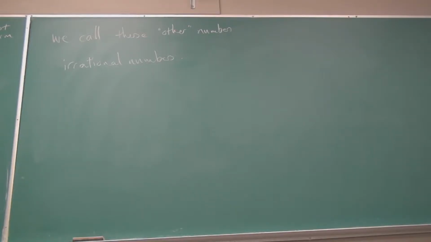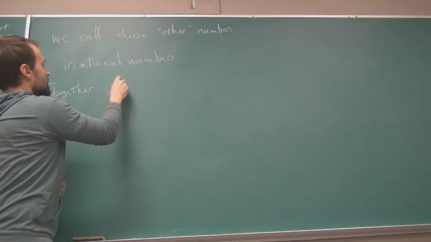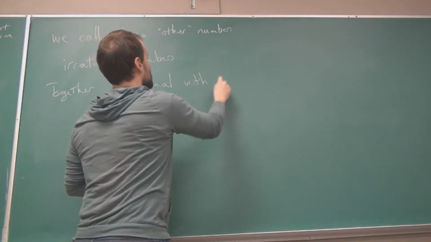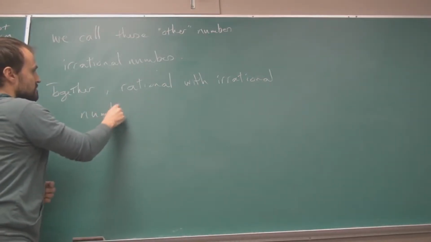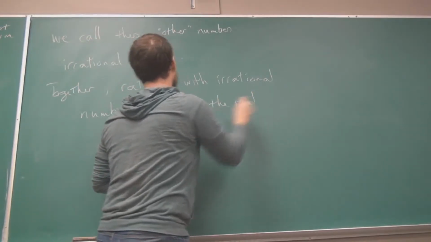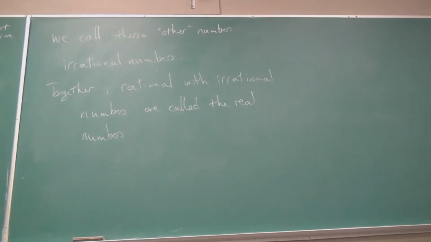The bad news is that they're a little messy and difficult to really write in as clean a way as fractions. But together, the rational numbers with the irrational numbers are called the real numbers. And luckily, there's nothing else missing. The number line is completely filled by these two sets of numbers.